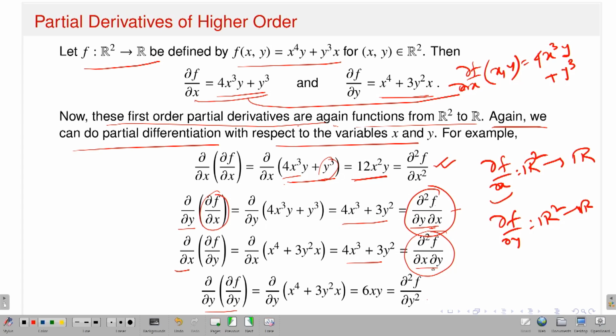So, if it is del x del y, that means first you do the derivative with respect to y variable first and then x. Similarly, here with respect to x first and then y of f. So, that is how. This is the notation, called partial derivatives of higher order.